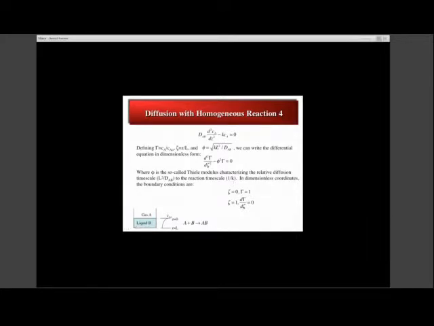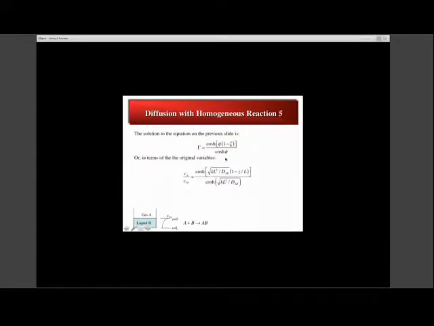And so this Thiele modulus characterizes the time scale for diffusion relative to the time scale for reaction. It's the time scale for diffusion divided by the time scale for reaction. If the reaction is very fast relative to diffusion, then the Thiele modulus is going to be large, and vice versa. The boundary conditions that are made dimensionless are shown here as well.